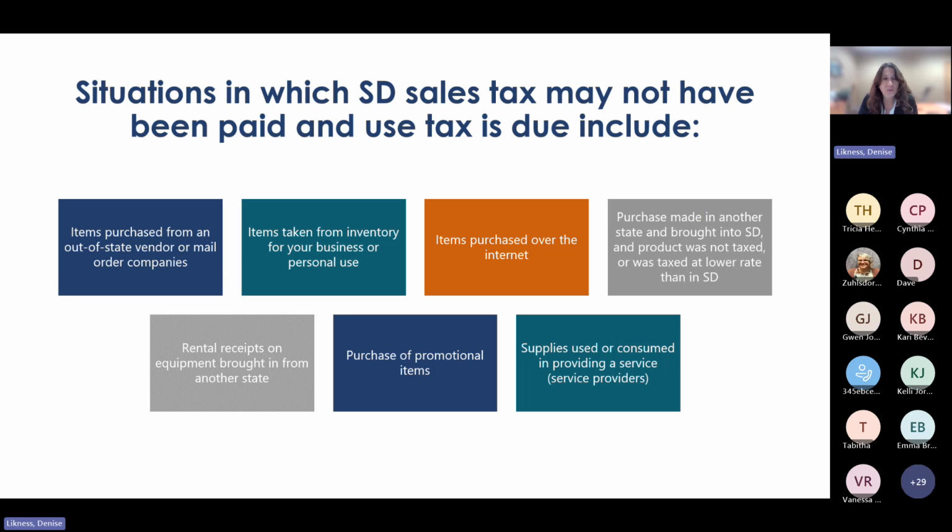Items purchasable over the internet. We went through that. The next one, rental receipts on equipment brought in. We went over that. Promotional. Supplies used or consumed in providing a service. That's for service providers. We will get into that a little bit later too. And I will pause. Are there any questions?